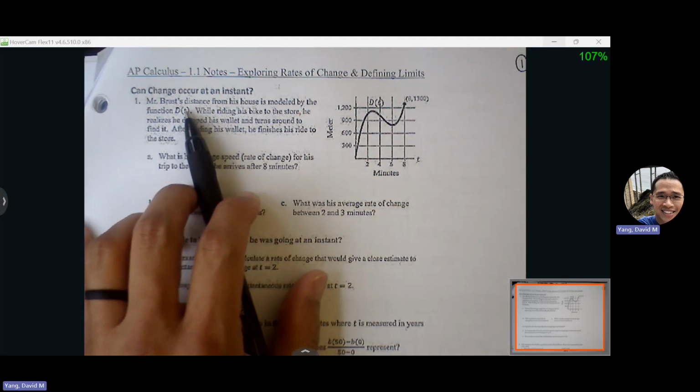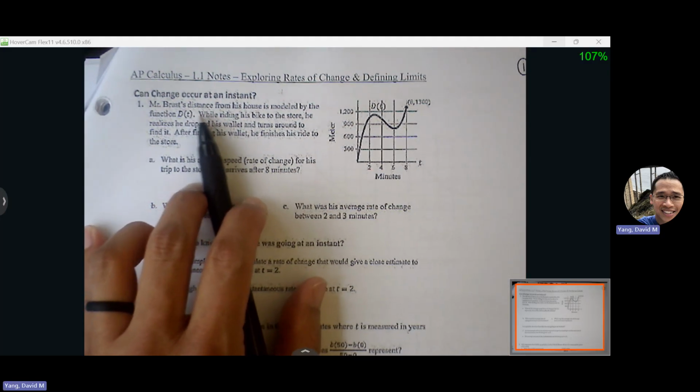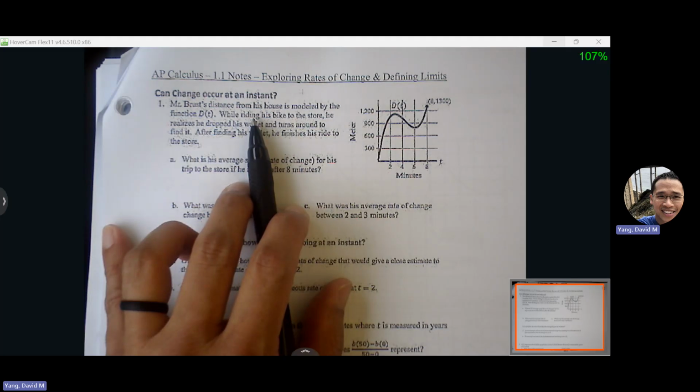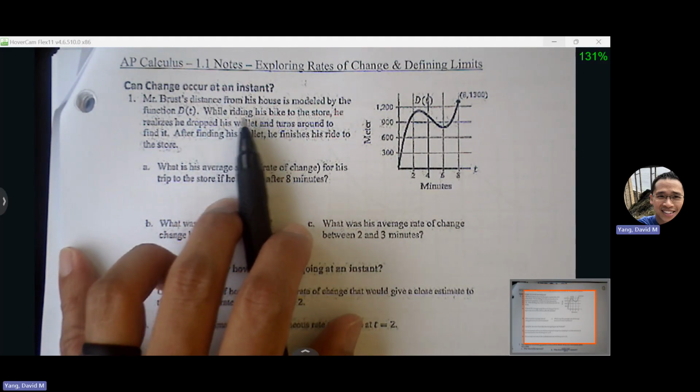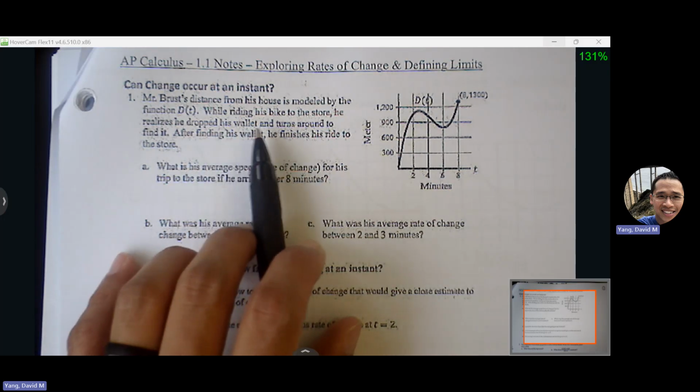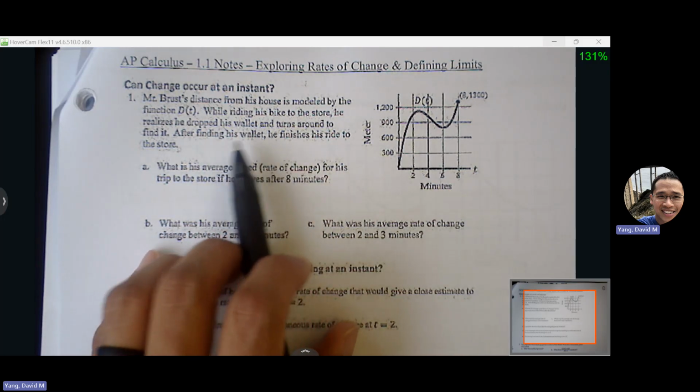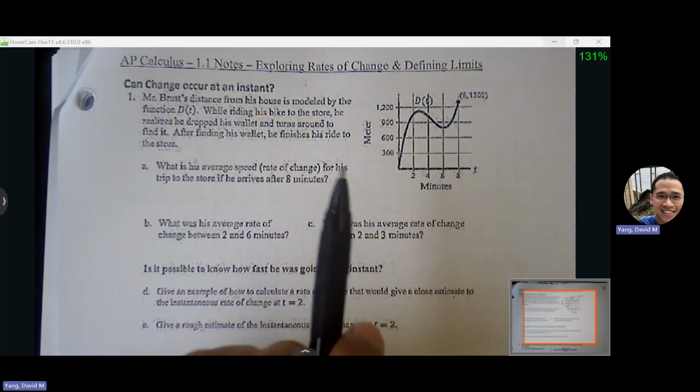Okay, so just reading number 1 here. Mr. Brust's distance from his house is modeled by the function d of t. So while riding his bike to the store, he realizes he dropped his wallet and turns around to find it. After finding his wallet, he finishes his ride to the store.